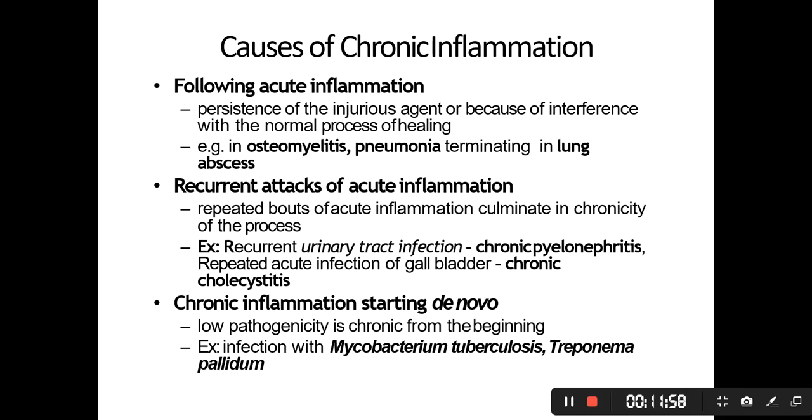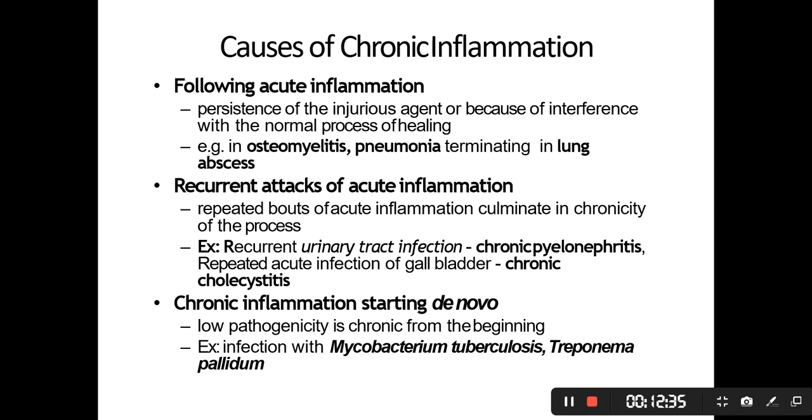What are the causes of chronic inflammation? It can follow from an acute inflammation like pneumonia, or infection of the bone, osteomyelitis. Or it can be because of very repeated attacks of acute inflammation. Repeatedly the kidney gets infected because of urinary infection. Repeatedly the gallbladder gets infected because of a lot of fat ingestion, I guess. And chronic inflammation can start de novo, like I said, with Mycobacterium tuberculosis, or Treponema pallidum, which causes syphilis.